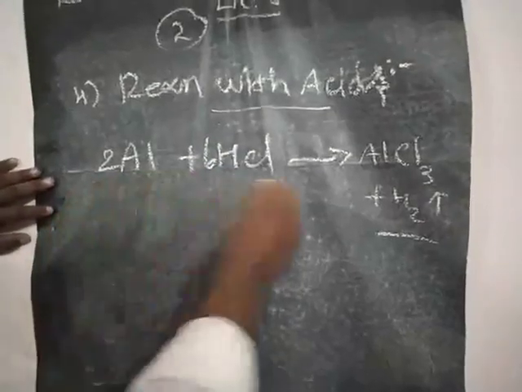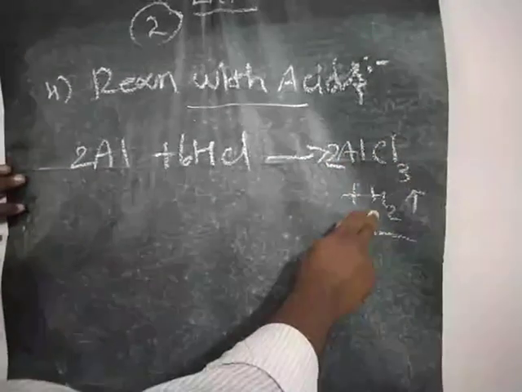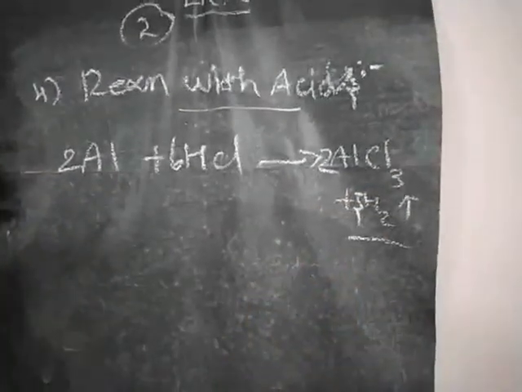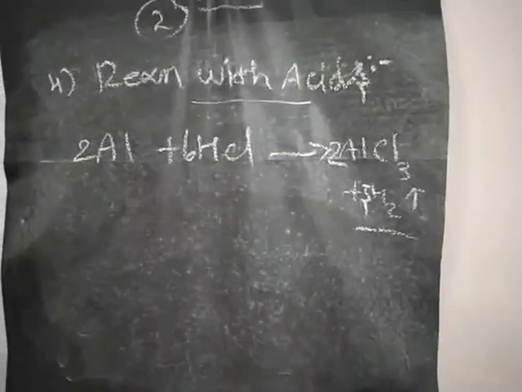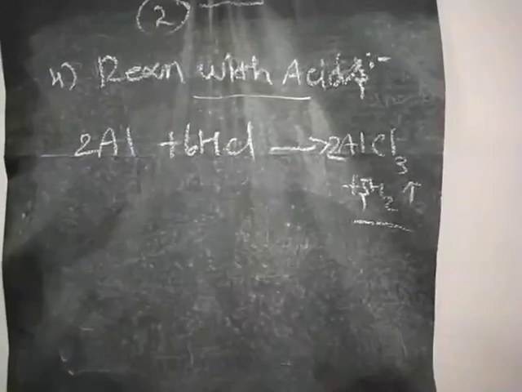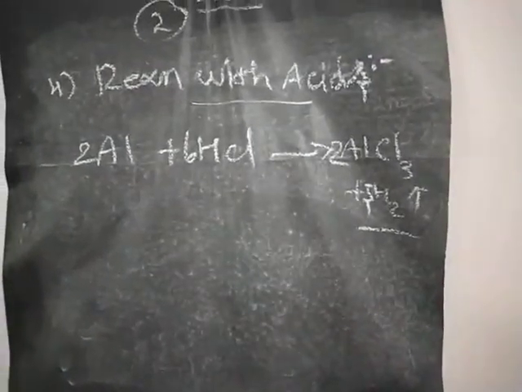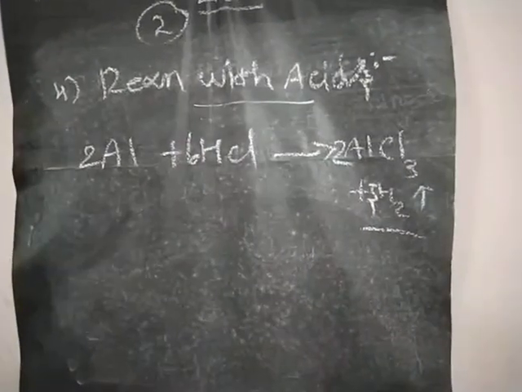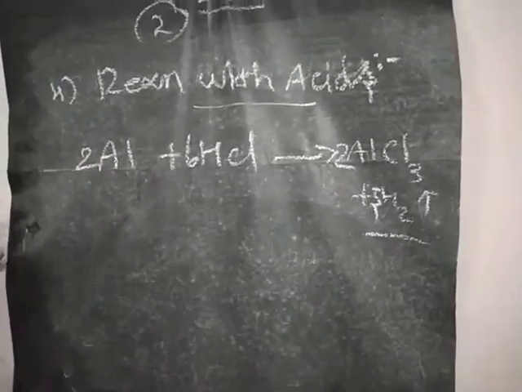Here 2, here 6 Cl, here 6. Here how many hydrogen atoms? 3. So aluminium reacts with both dilute HCl and concentrated hydrochloric acid to give aluminium chloride plus liberation of H2 molecule. In the same way, aluminium liberates hydrogen on reaction with dilute sulfuric acid.